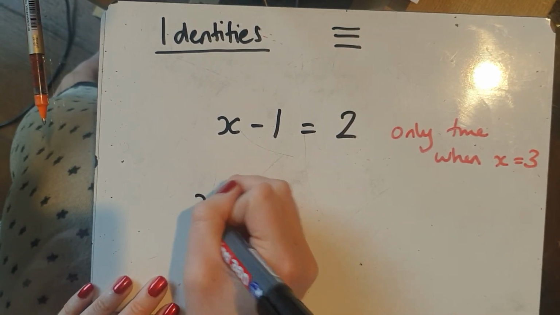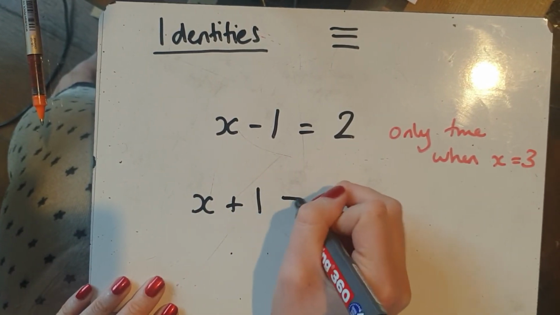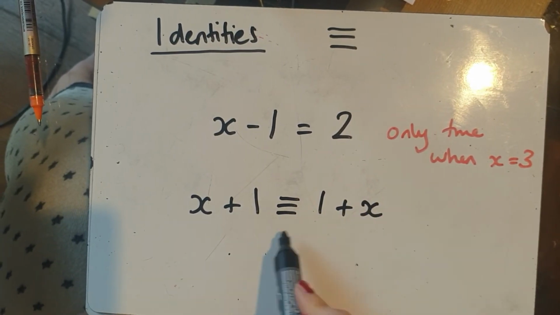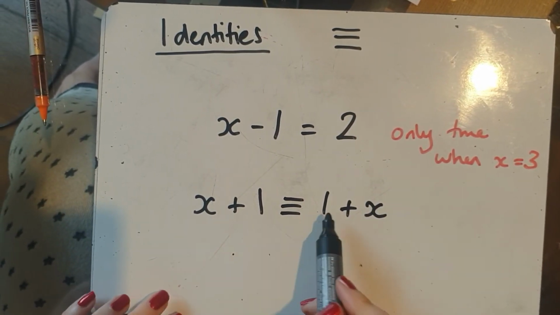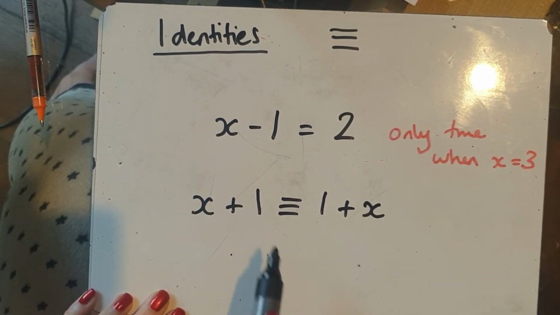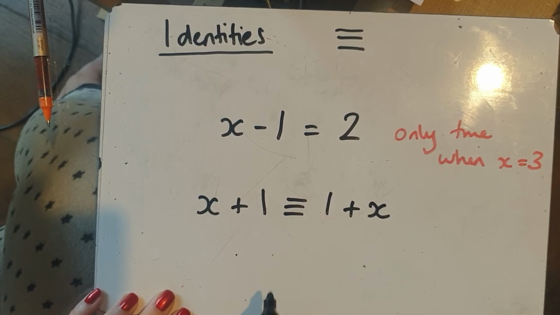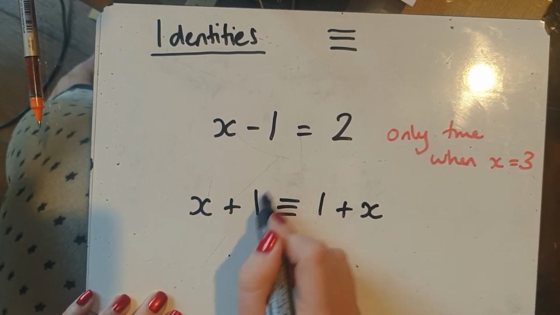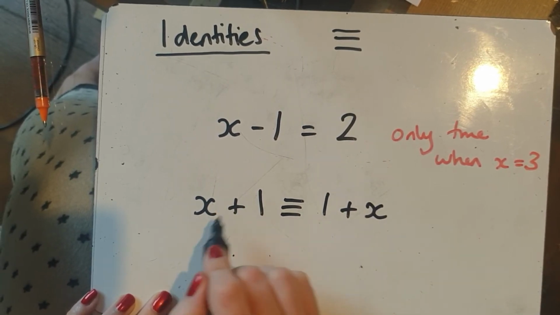However, if I wrote this, x plus 1, I can use the identity sign. X plus 1 equals 1 plus x, whatever the value of x is. So this is always true, so I can use the identity symbol. And that is what the identity symbol represents. It means that each side is always true.